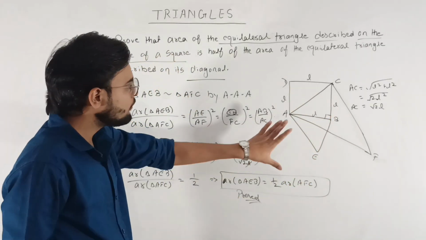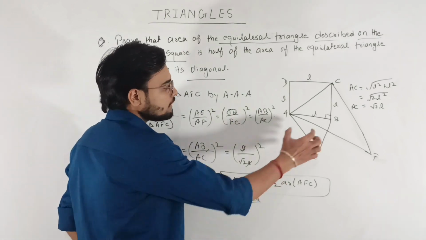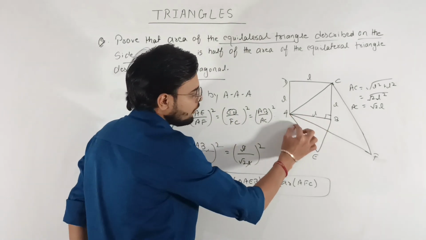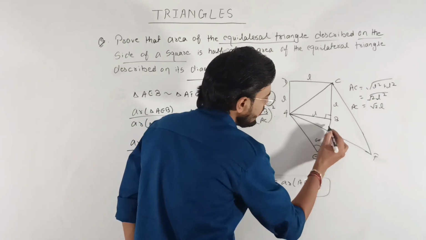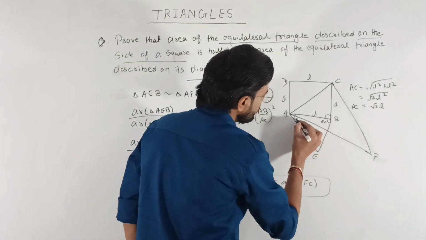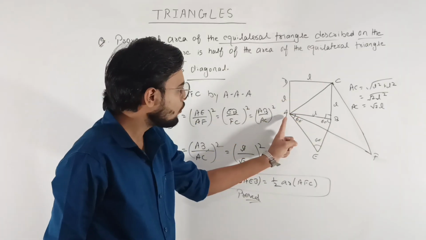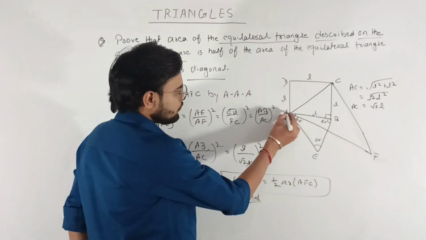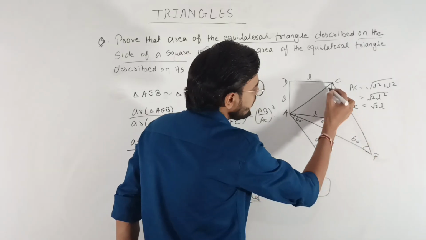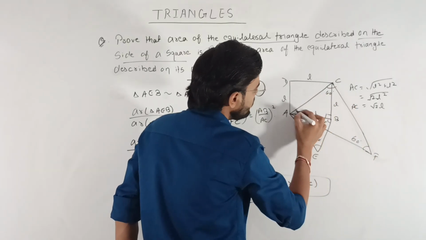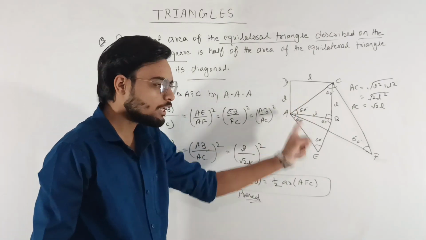So first I made a figure. This is my square ABCD. One triangle is described on its side, so I take side AB and I make one triangle, and this is an equilateral triangle. So all angles are equal, so 60 degrees. This is also 60 degrees. This is also 60 degrees. Now the next triangle is described on its diagonal. So the diagonal is AC. So AFC is the next triangle which is described on its diagonal, and all angles of this are again 60 degrees because these are equilateral triangles.